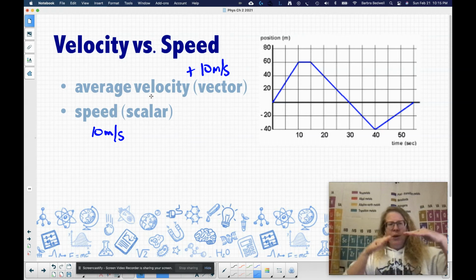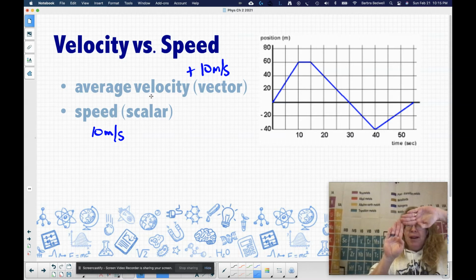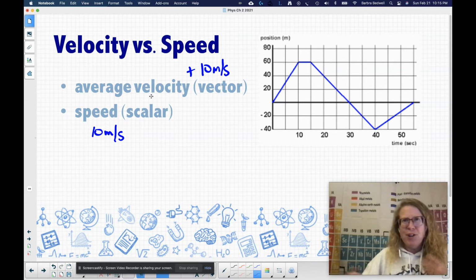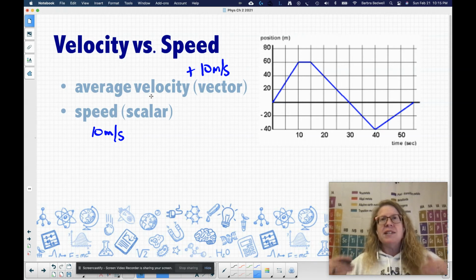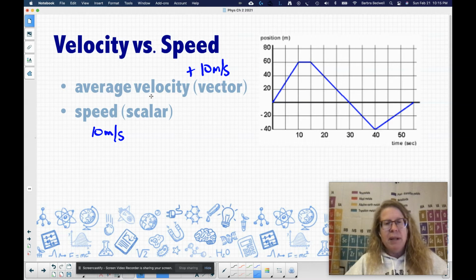Or if they do, where one's coming this way and one's coming this way, that's a different hit, like a T-bone. The velocities are different, even if the speeds are the same. So we've got to be a little bit careful with that. Just keep that in mind when we're talking about these two things.